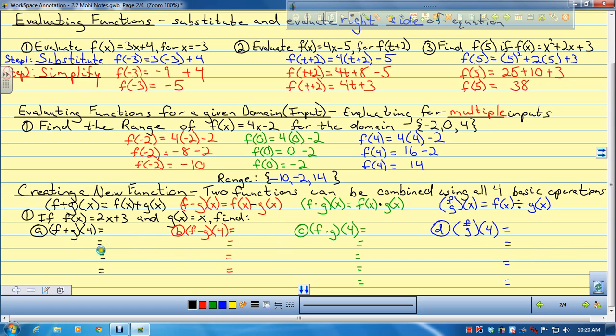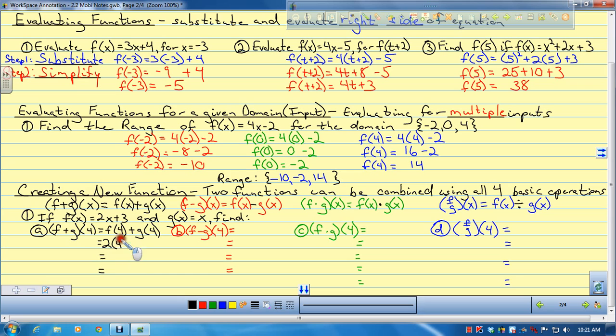So bear with me and we'll go through this kind of slow. f plus g of 4. Well, I should know that that means I'm going to want f of 4 plus g of 4, which means I need to substitute 4 into each one. Okay? So as I substitute 4 into f of x, I end up right here.